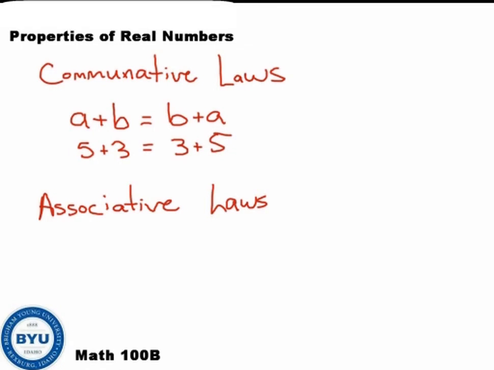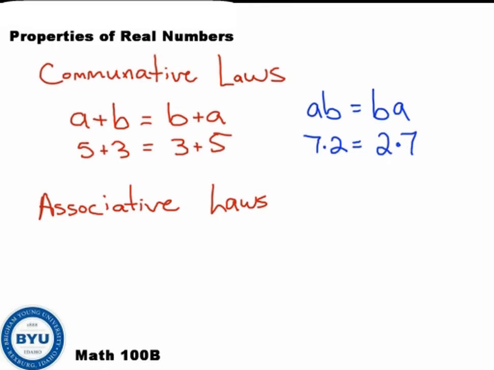This also works in multiplication. So if I had a times b, that's going to be the same as b times a. So again, if I had 7 times 2, that's the same as 2 times 7. This is an important law because it allows us to realize that under addition, we can switch things back and forth. The order does not matter.